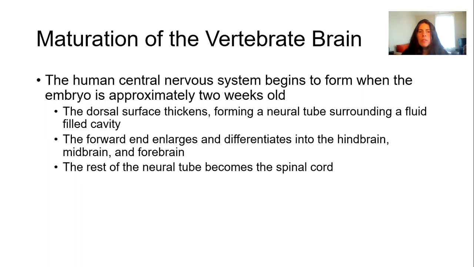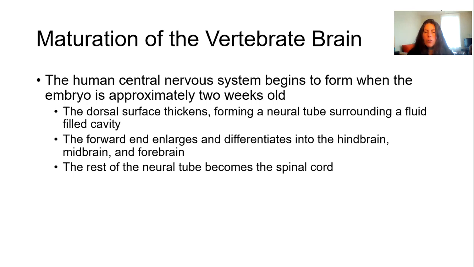So, the human central nervous system begins to form when the embryo is approximately 2 weeks old. So, we saw a figure describing the change from the neural tube into the three major divisions of the brain. The dorsal surface thickens, forming a neural tube. The tube surrounds a fluid filled cavity. The fluid is the cerebral spinal fluid, and this cavity becomes the spinal column.